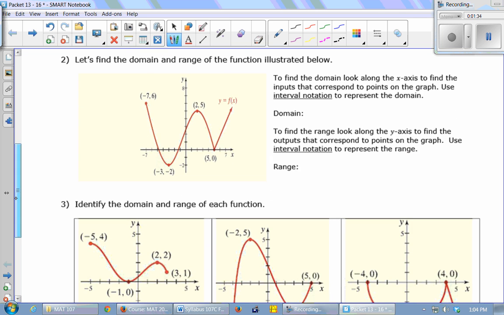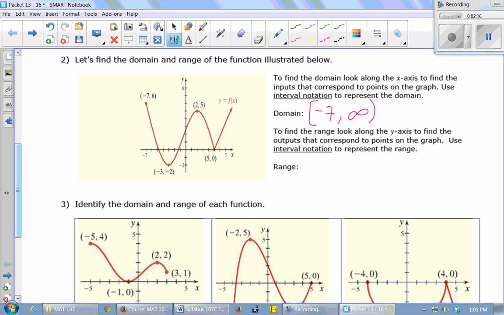All right, so here's an example of a function. We want to find its domain and its range. So to find the domain, you look along the x-axis to find inputs that correspond to points on the graph. So we're looking for what x values this function lives on. -7 to infinity. The smallest x value it lives on is -7. And then it just keeps going to the right forever. So it's -7 to infinity. We'll include the -7 because it's a closed dot. And we never include infinity. So we're going to write our answers in interval notation here.